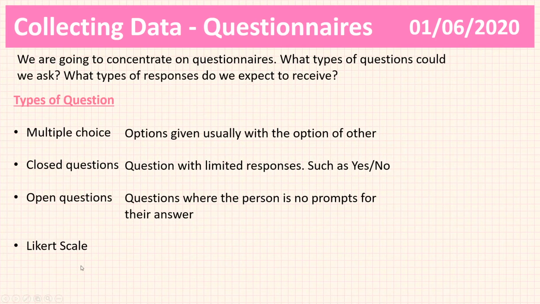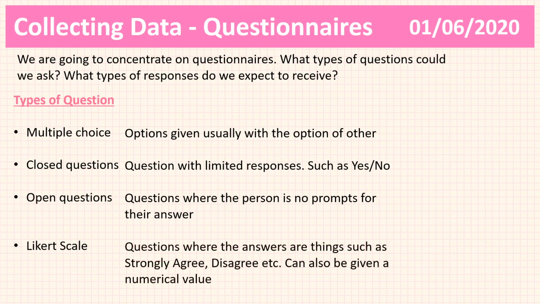For a Likert scale, you may have seen it before, but you may not know what the name of it is. A Likert scale is where you have questions where the answers are things such as strongly agree, agree, disagree, neither, those kind of things. And sometimes they're given numerical values, like on a scale of 1 to 10, how do you feel about, I don't know, football? And then 1 being love it and 10 being hate it, that kind of idea.